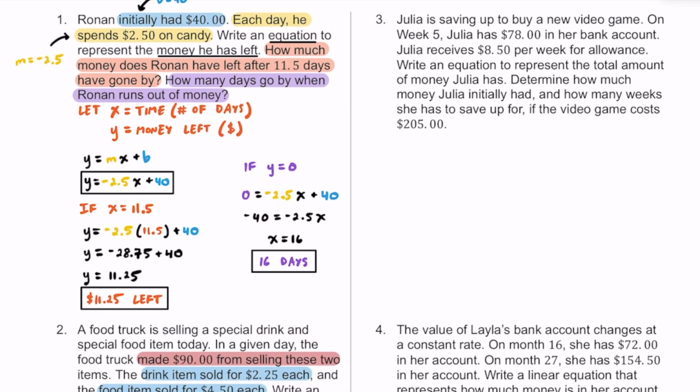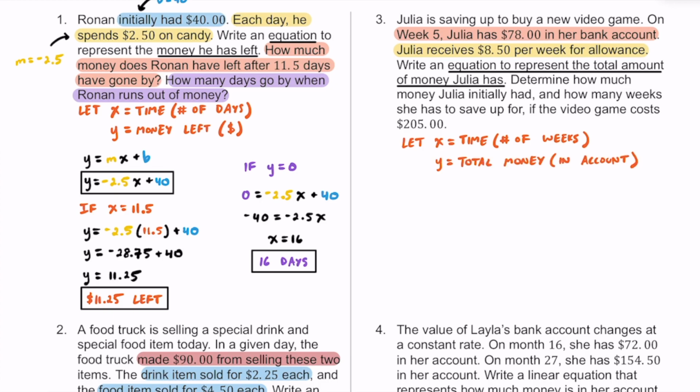In number 3, Julia is saving up to buy a new video game. It looks like on week 5, Julia has $78 in her bank account, and also that Julia receives $8.50 per week for allowance. We're going to start by writing an equation to represent the total amount of money that Julia has, but let's first define the variables. Let x represent time, or the number of weeks that go by, and let y represent the total amount of money that she has in her bank account.